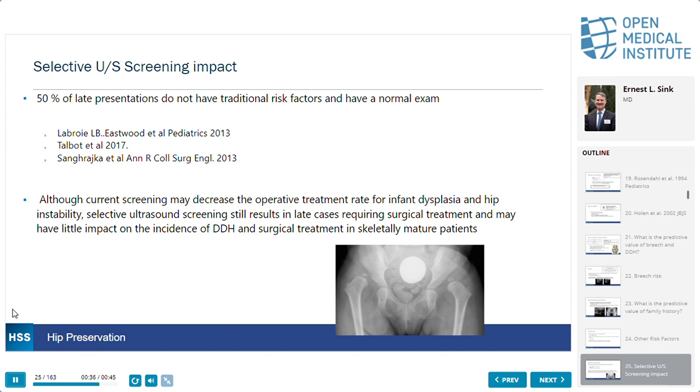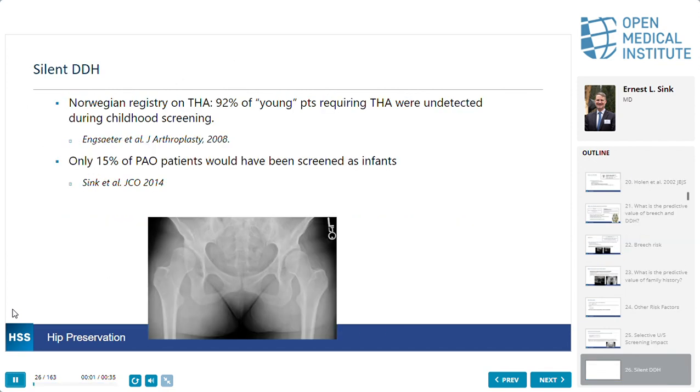So again, this lecture was derived from talking to the people that I usually talk to who have selective screening. So it's nice to talk to the general group because I think it's important. In the Norwegian Registry on Total Hips, 92% of young patients requiring hips were undetected during childhood screening. And in Norway, they keep good records. So the majority of the mild dysplasia group, you probably might not pick up during screening. Only 15% of our PAO patients would have been screened as infants.